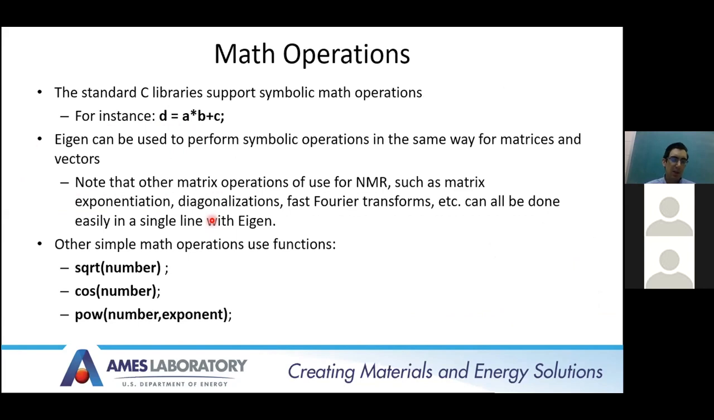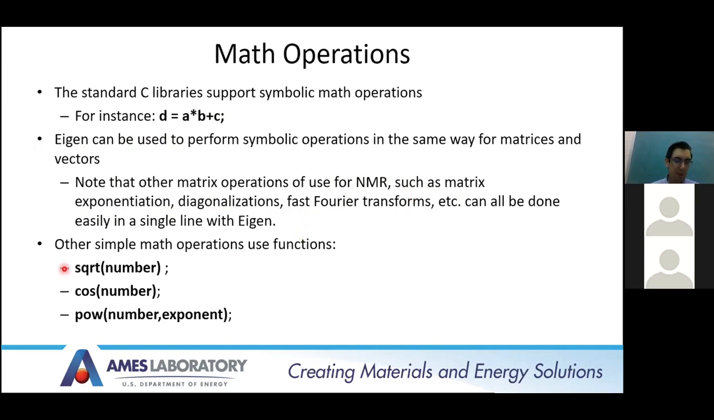In C, you can use the standard C libraries to do symbolic math operations, for example multiplications, additions, subtractions, and divisions. If you use Eigen, you can do the same sort of operations on matrices, which is very convenient for NMR calculations. And the library also allows you to very easily do, for example, matrix exponentiations, diagonalizations, fast Fourier transforms, and so forth. So you don't need to code all of those things yourself. You just need to call the particular function.